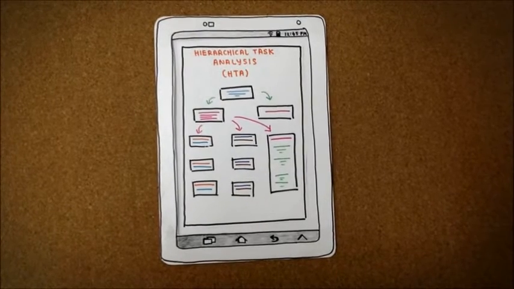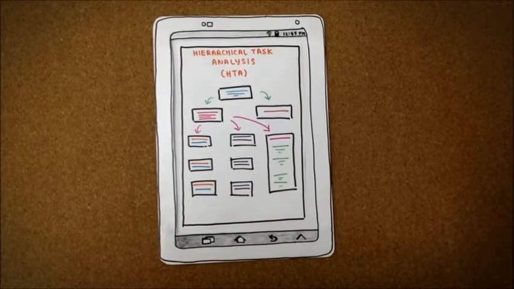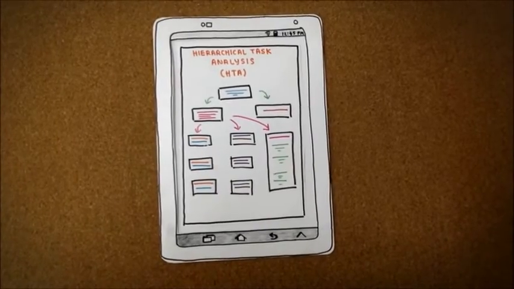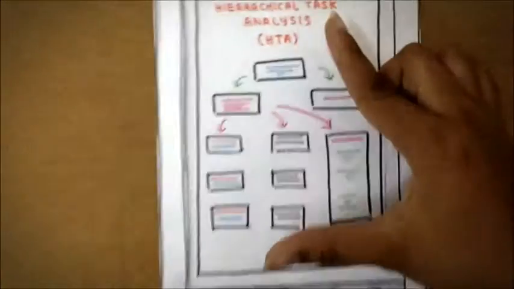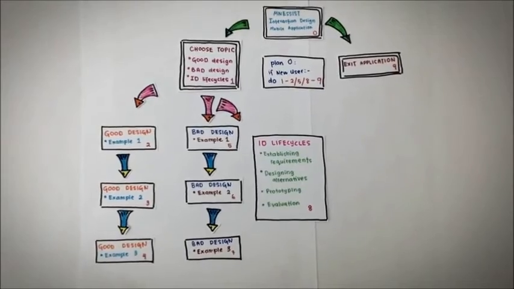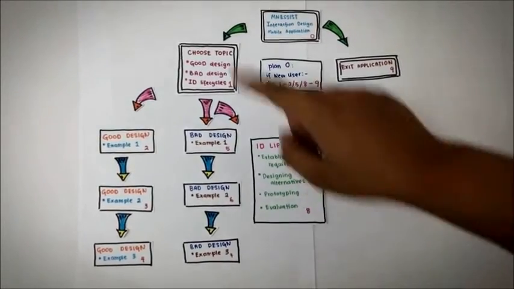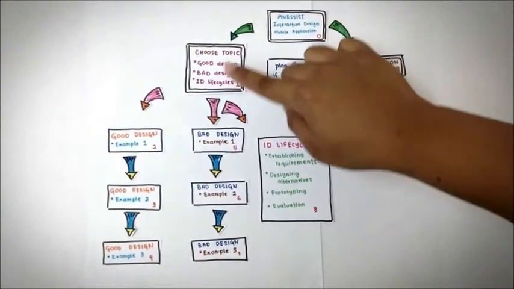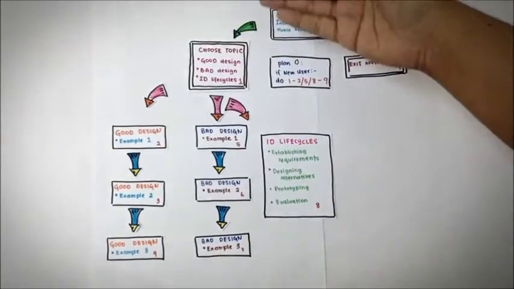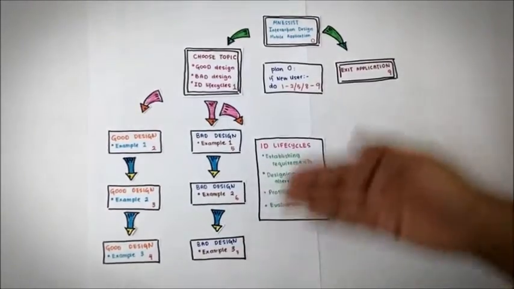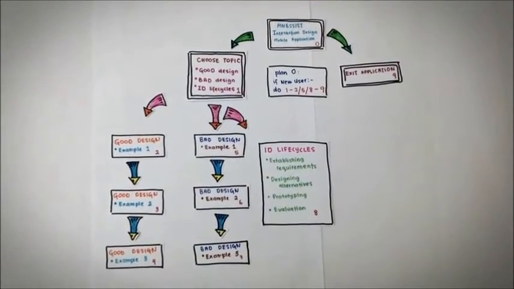Hierarchical task analysis. It involves breaking a task down into subtasks. These are grouped as plans which specify how the task might be performed in practice. For a new user using the Mnessist Interaction Design mobile application, first of all, they need to choose whether they want to learn about good design or bad design or interaction design life cycles, or all of them. After that, the mobile application will navigate them to the subtasks of each topic. After they are done learning, they can exit.